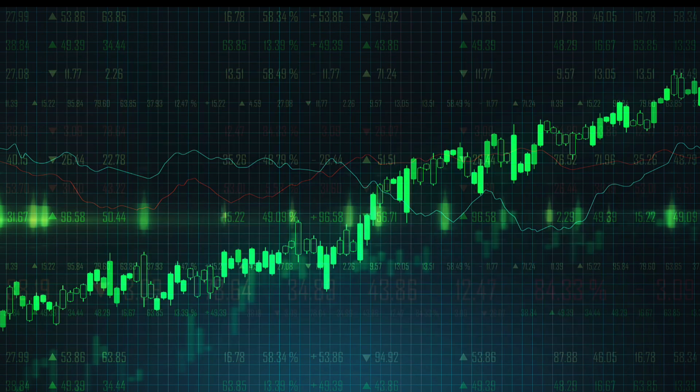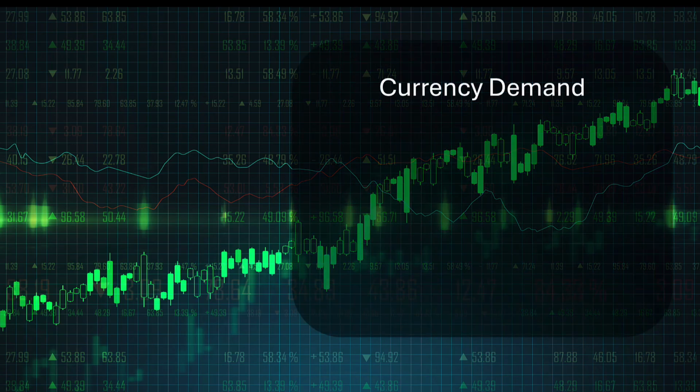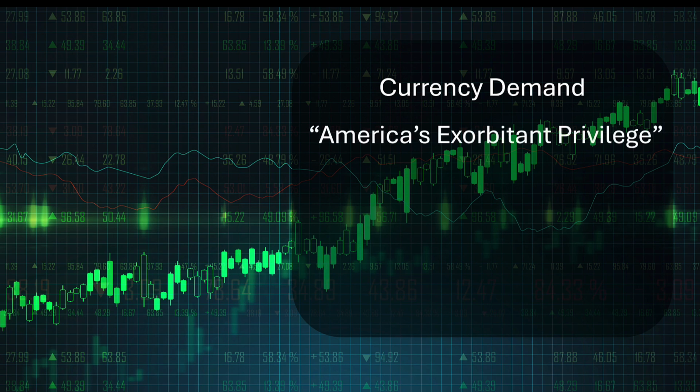So, what's the advantage of having your currency as the global reserve? For the United States, it creates a steady demand for US dollars. This makes it easier to run trade deficits and to borrow cheaply, since other countries are willing to hold U.S. Treasury bonds. And unlike most countries, the U.S. issues debt in its own currency, meaning it's not vulnerable to exchange rate shifts. This dynamic led France to criticize the post-war monetary system as America's exorbitant privilege.